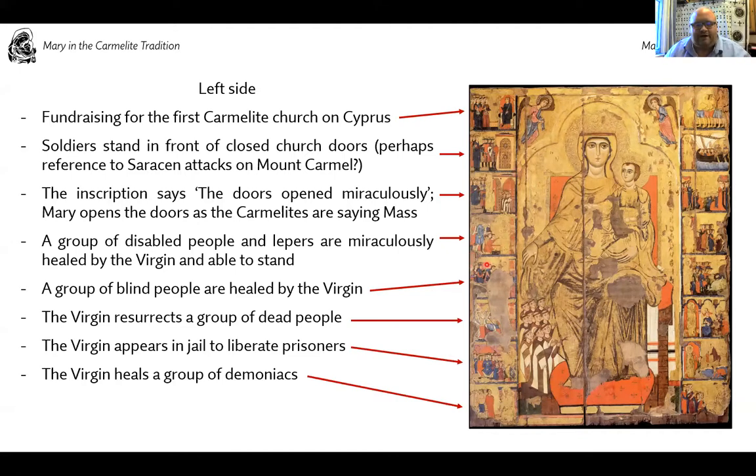You then get, in the next scene, a group of disabled people and lepers who are miraculously healed by the Virgin, and a group of blind people, and even a group of dead people who've been brought back to life through Our Lady's intercession. Then there's a scene where people who are in jail are liberated thanks to Our Lady, and then a group of people who are demoniacs, have been possessed by the devil, and Our Lady heals them. So no wonder with all these miracles that this is a happy image, a thanksgiving image.